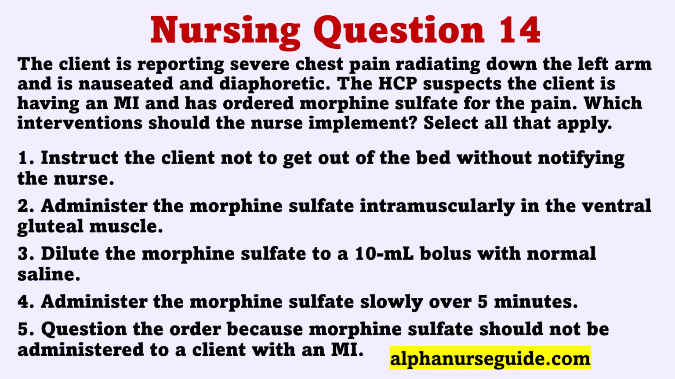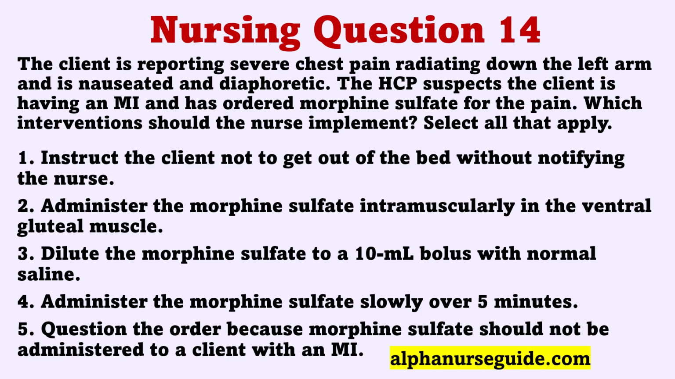The correct answers are 1. Instruct the client not to get out of the bed without notifying the nurse. 3. Dilute the morphine sulfate to a 10 milliliters bolus with normal saline. And 4. Administer the morphine sulfate slowly over 5 minutes. The client should not get out of the bed without assistance due to the drowsiness the client will experience after receiving morphine sulfate, a narcotic analgesic. Also, the client is having chest pain and should not get out of bed without assistance.